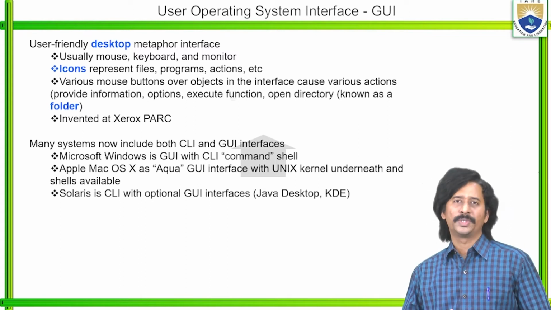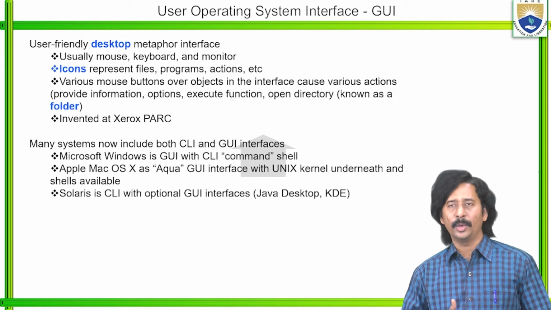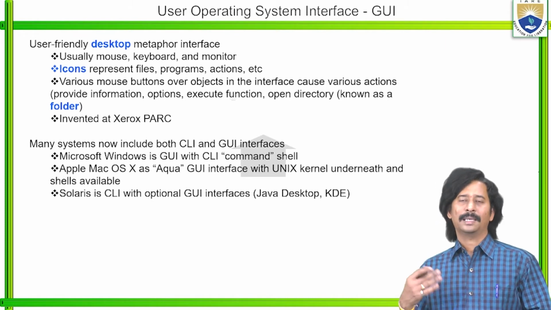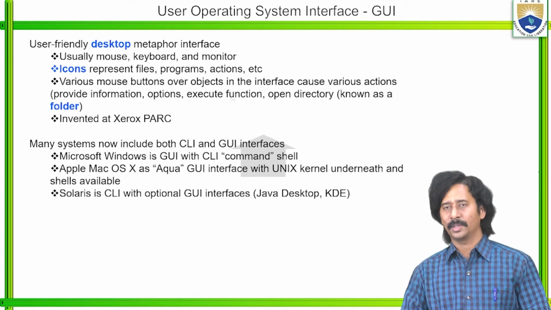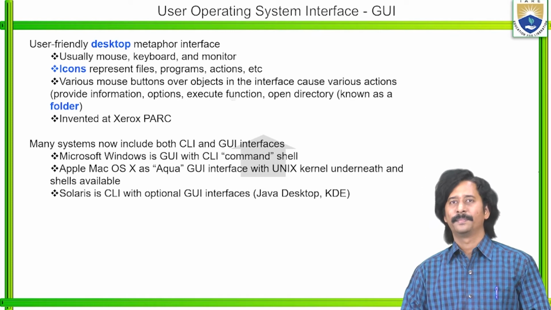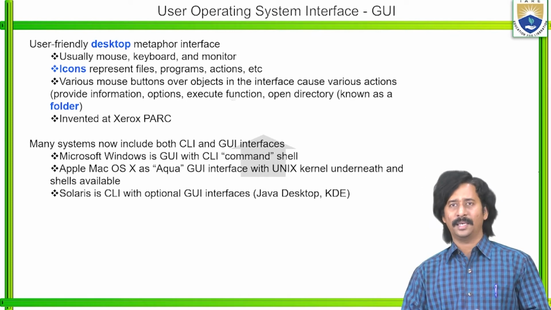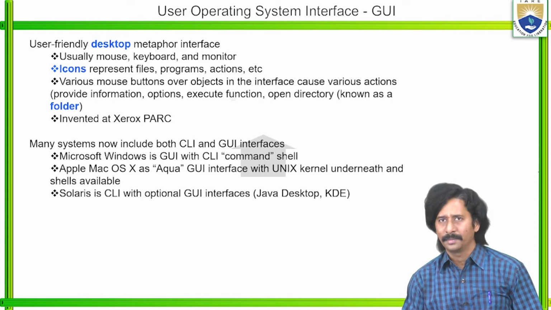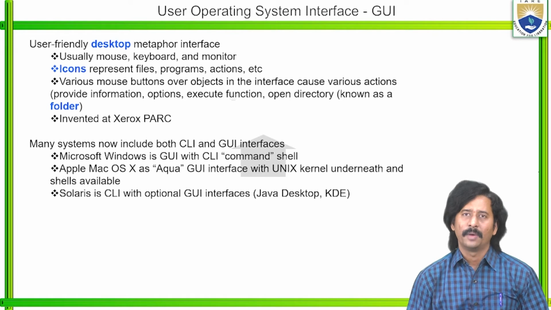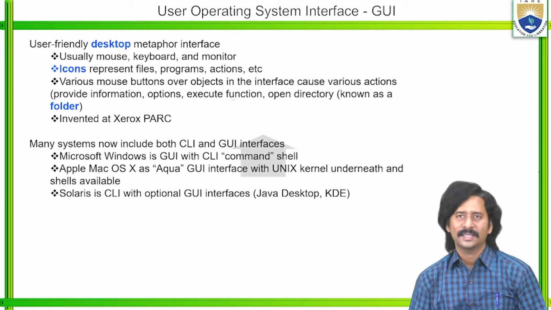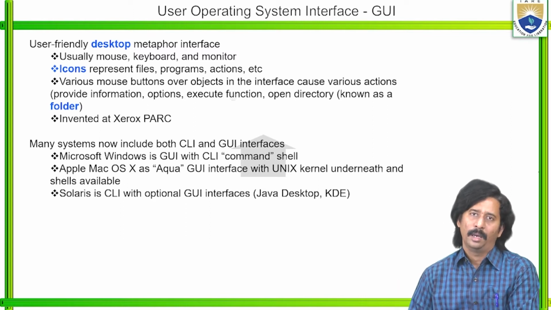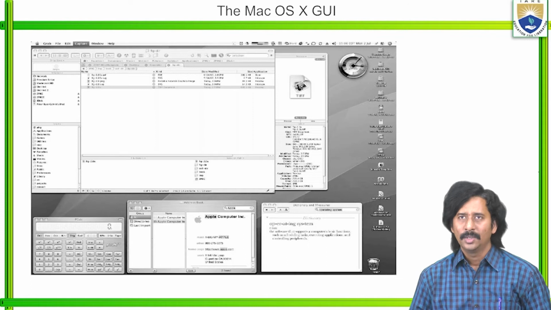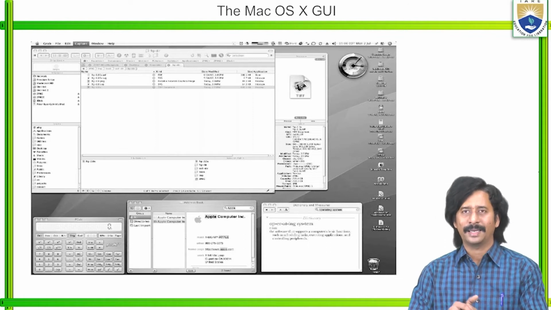Now, many systems include both command line interfaces as well as graphical user interfaces. The best example for a graphical user interface is Microsoft Windows, with the command line interface, which we can call a command shell. In Windows also, we may use some commands. Then the Apple Macintosh operating system has the Aqua graphical user interface with a UNIX kernel and shells available. So those are different systems which include both graphical user interface as well as command line interface, but only some systems have individually only command line interfaces or only graphical user interfaces. This is the example for the Macintosh operating system graphical user interface.